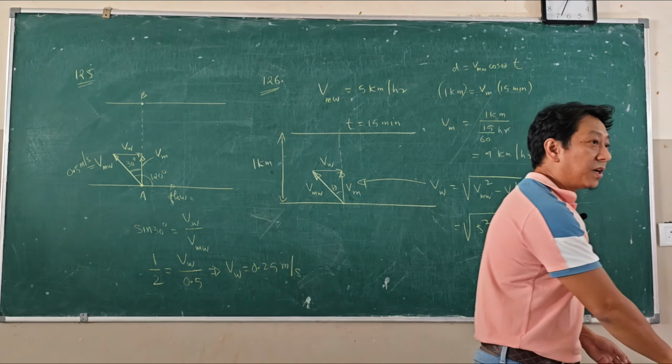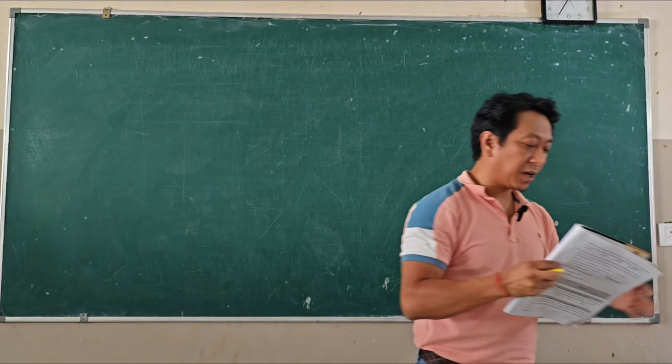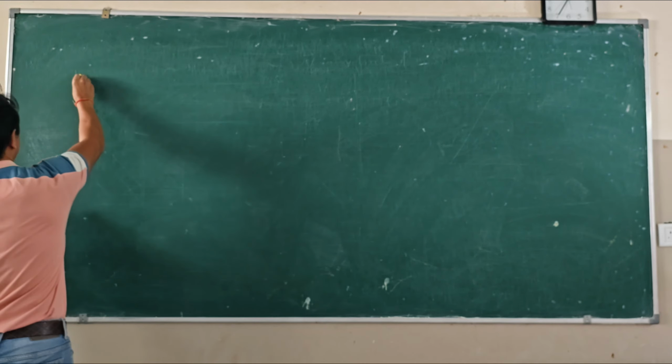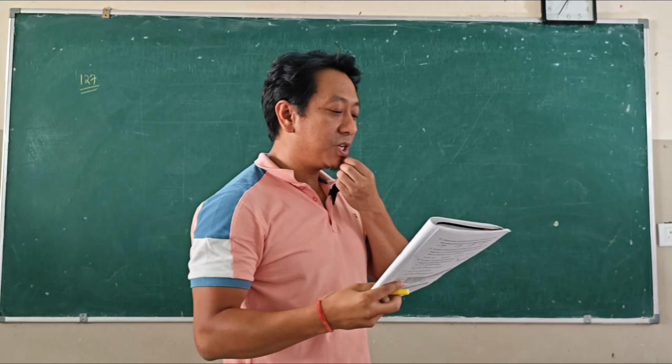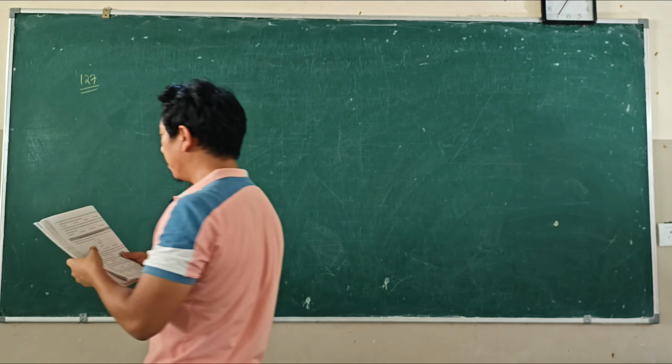Any confusion or understanding? 127 has both cases in the same question. Please understand. A man wishes to cross a river in a boat.